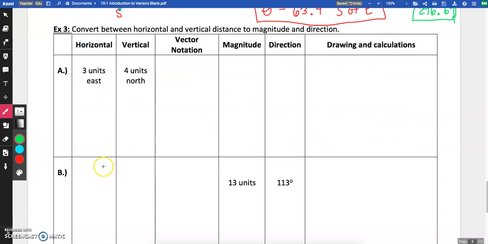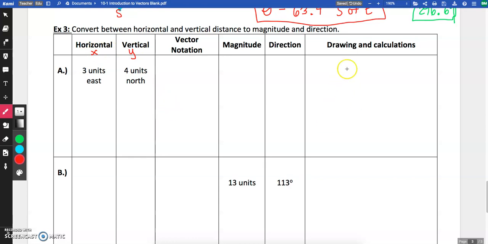So here we're giving you some information about the components of the vector, so the horizontal and vertical distance. We're going to write the vector and then find the direction and the magnitude. So this is my horizontal. Okay, that's like our x. Vertical is like our y.